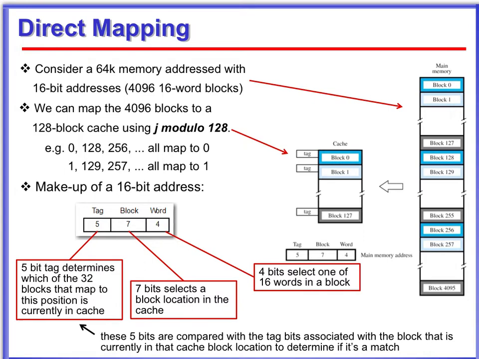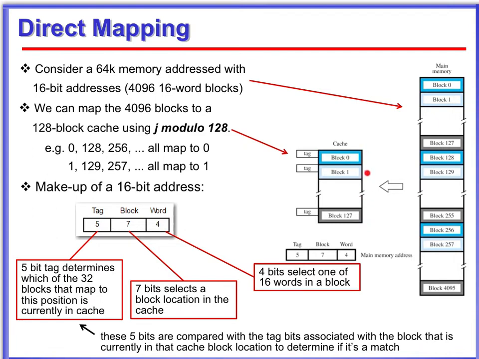And so in a 64K main memory, we're going to have 4,096, or 4K, of these blocks, okay? Now, the cache is much smaller, okay? A block still consists of 16 words, but this cache is only 128 blocks, okay? So we have blocks 0 to 127 in the cache. Every block is 16 words. But the main memory has many more blocks than the cache does, okay?